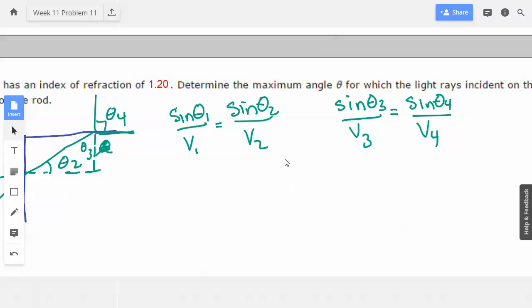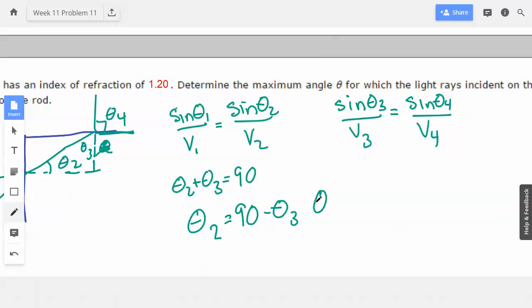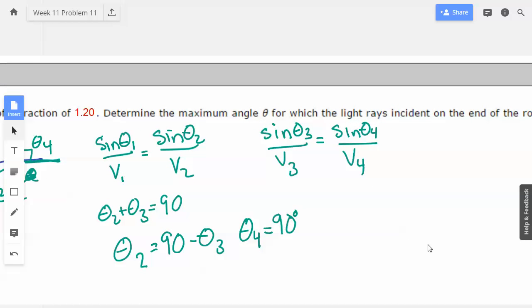Okay, so now we'll start writing out the stuff that we know. We know theta 2 and theta 3 are part of the same triangle. So I'm going to say that theta 2 plus theta 3 equals 90. You can also say that 90 plus theta 2 plus theta 3 equals 180, but you rearrange things and you get this. I'm going to say theta 2 equals 90 minus theta 3. I could be backwards, and if I have to redo it later, that's not a big deal. Then I know that theta 4 equals 90 degrees.